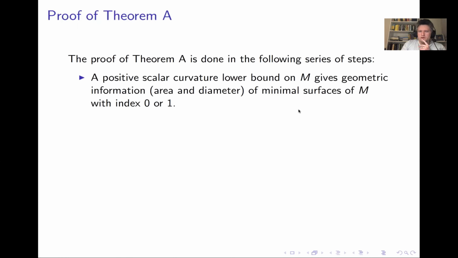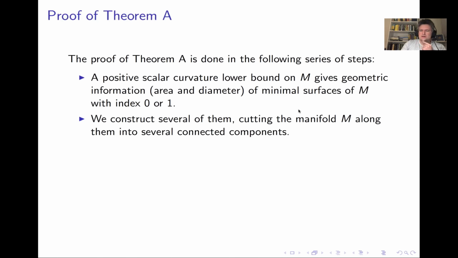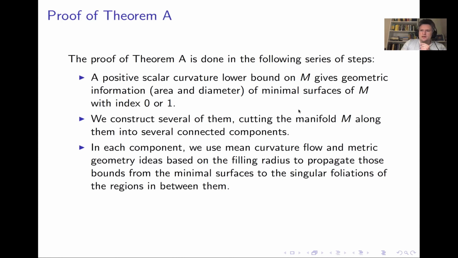So our strategy for proving the theorem would be to first show that, and then decompose the manifold by cutting it along several of those surfaces, obtaining a lot of connected components, and then trying to extend this smallness, to propagate it to the interior of those components, and then obtain a singular kind of foliation that would give us our desired graph, gamma, and the map.